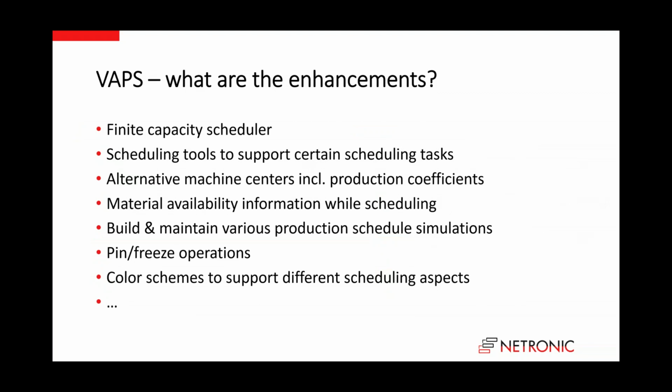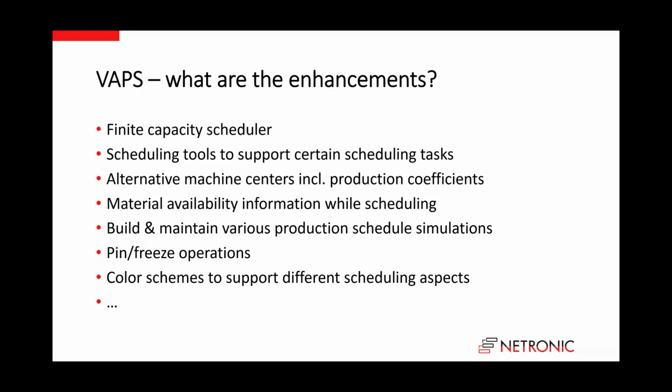First of all, the VAPS comes with a finite capacity scheduler. We provide you with scheduling tools to support certain scheduling tasks. We allow you to define alternative machine centers, including their production coefficients. We provide information about material availability while scheduling. With the VAPS, you can build and maintain various production schedule simulations. You can pin and freeze operations, and there are different color schemes to support different scheduling aspects. So there are a lot of enhancements, and you see the little dots. There are some more enhancements, but I don't want to drill down into them. And we are also in the process of actually making this list even longer.